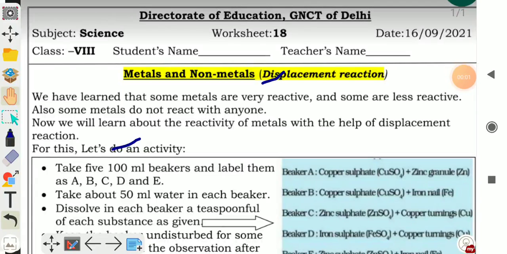Welcome children. Today's worksheet number 18, metals and non-metals. In this worksheet we will discuss displacement reaction.